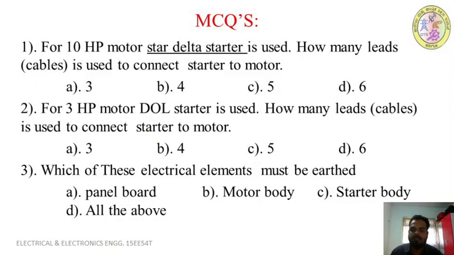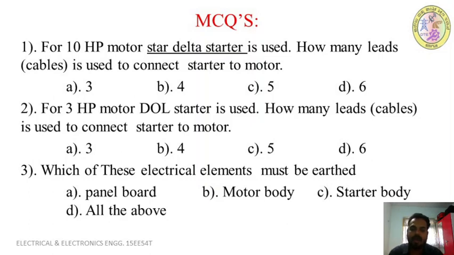So let's see some MCQs on this session. Let's take the first MCQ. For a 10 HP motor, a star delta starter is used. How many leads or cables are required to connect the starter to the motor? Here the options are A 3, B 4 cables, C 5 cables, D 6 cables, or 6 wires you can call. Cables means wires or conductors.